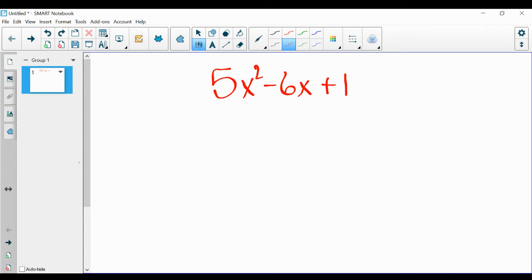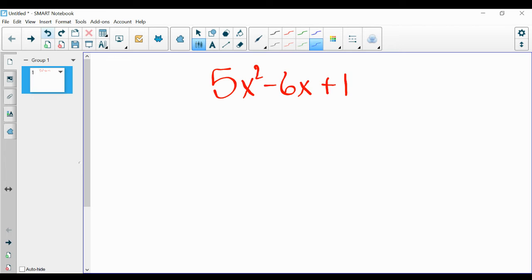All right. I want to factor this, but when I'm looking at it, I'm noticing that all three of these terms only have a 1 in common. So it's not like I can pull out a GCF and then factor. This happens when my A value is different than 1. So this is called factor by grouping.